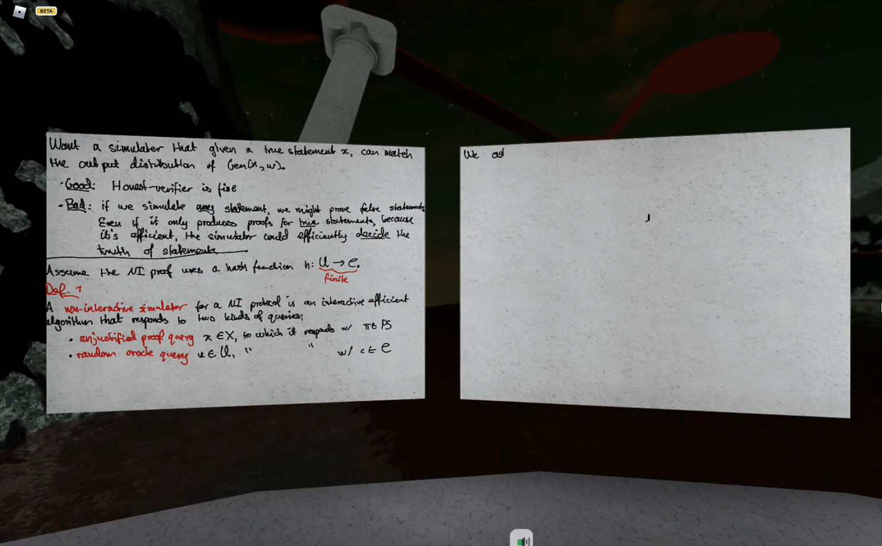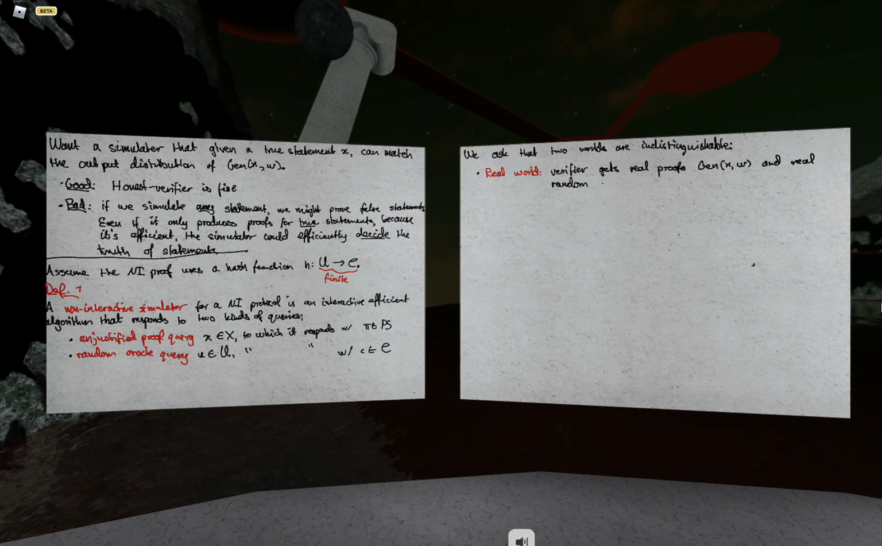So we're going to ask that two worlds are indistinguishable. First is the real world. A verifier gets real proofs, which come from gen xw, and real random oracle evaluations. So we're working with the random oracle model. This hash function we say now is a random oracle, and in the real world, the verifier can query an actual random oracle that does indeed follow this uniform random distribution.